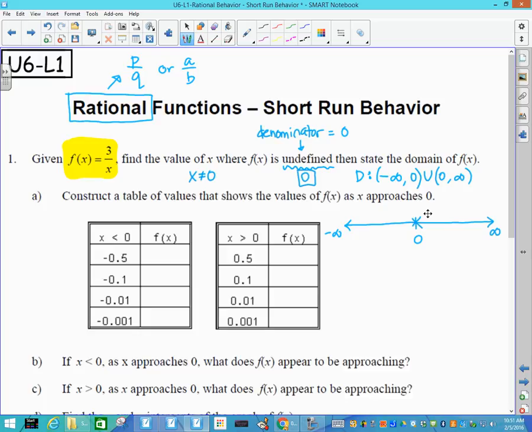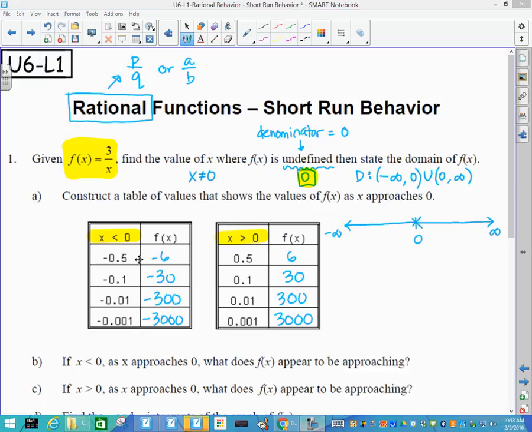Next, on your calculator, you're going to construct a table of values that shows the values of f of x as x approaches 0. What we are doing is taking this value that's undefined and figuring out what happens when we are less than that number and what happens when we are bigger than that number. So pause for a second, go fill it in, make sure that you know how to use your calculator, and then come back and I'm going to have the numbers filled in.